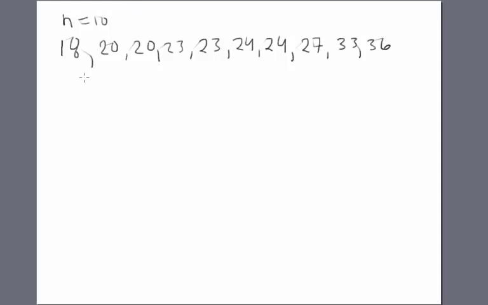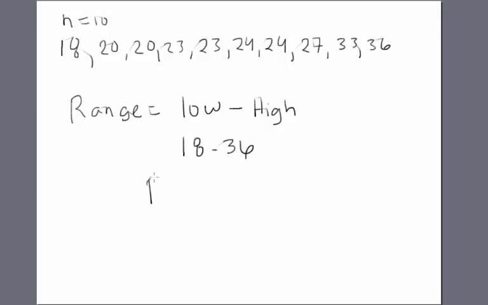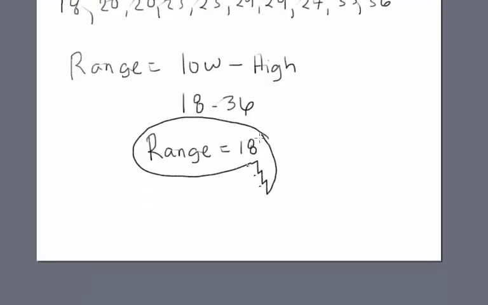We could calculate the range simply by taking the lowest score and subtracting it from the highest score. So in this case we'd have 36 minus 18, or our range would equal 18. And of course we circle our final answer.